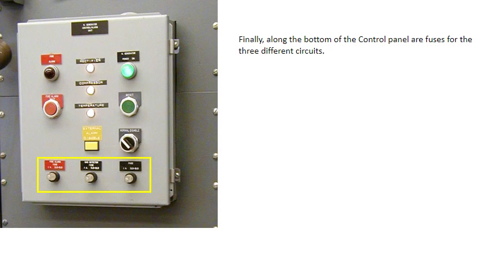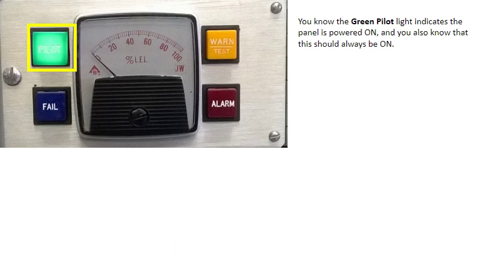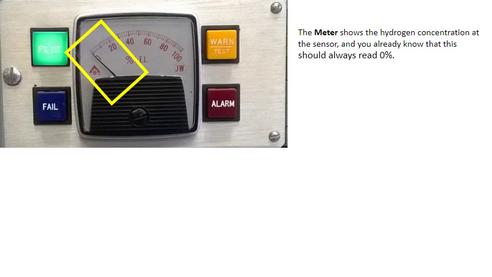Finally, along the bottom of the control panel are fuses for the three different circuits. And you're also familiar with the gas alarm panel. You know the green pilot light indicates the panel is powered on, and you also know that this should always be on. The meter shows the hydrogen concentration at the sensor, and you already know that this should always read 0%.